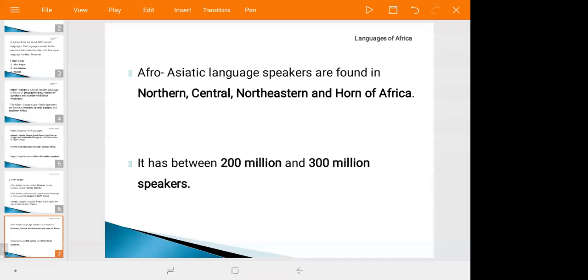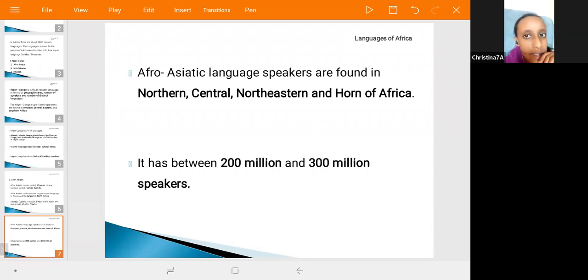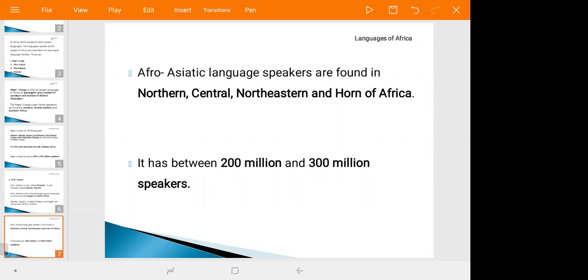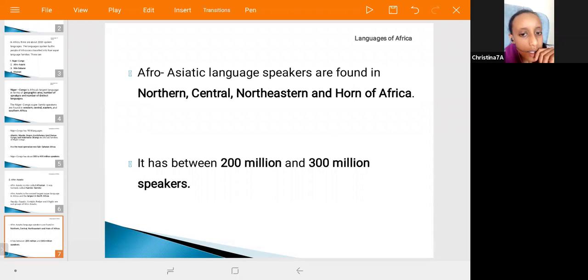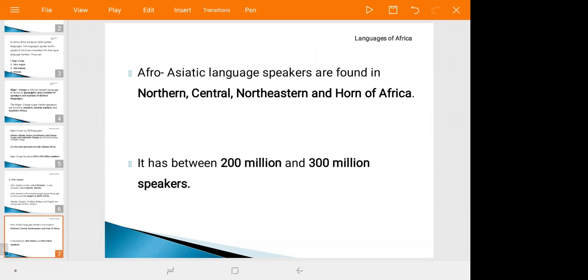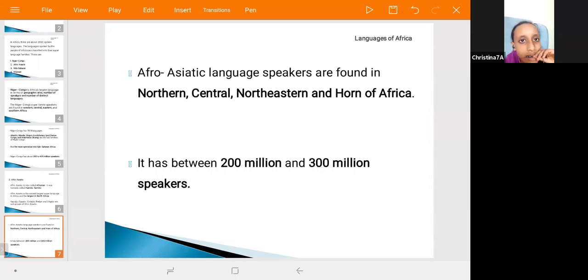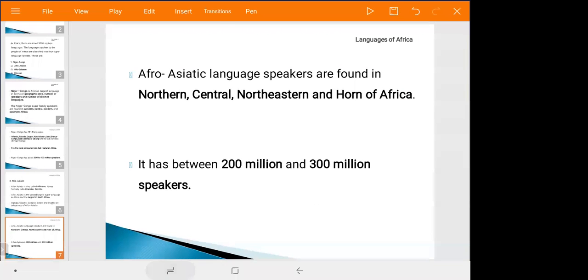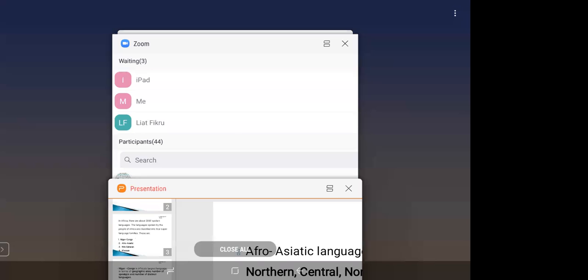You can take Arabic. Yes, most North African countries speak the Arabic language, and this Arabic is part of the Afro-Asiatic. And the total number of the speakers of the Afro-Asiatic in Africa is between 200 and 300 million.